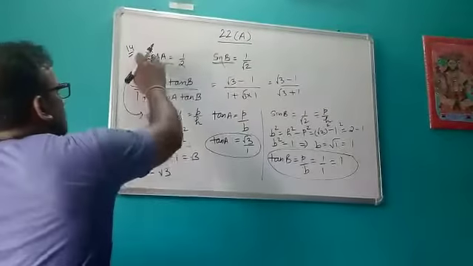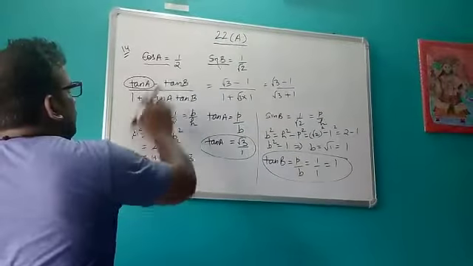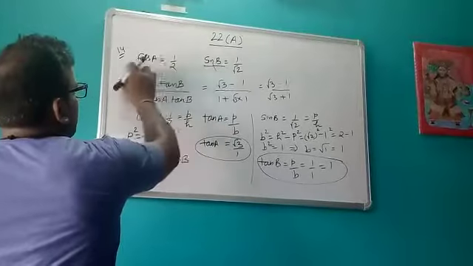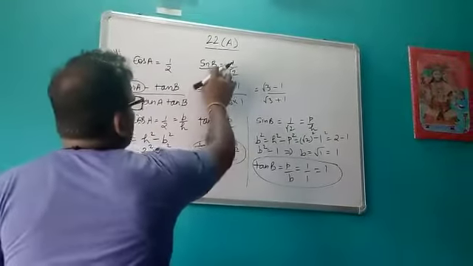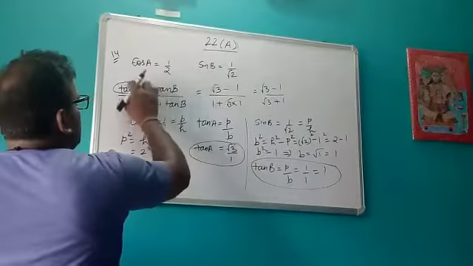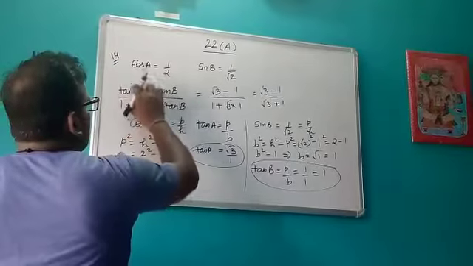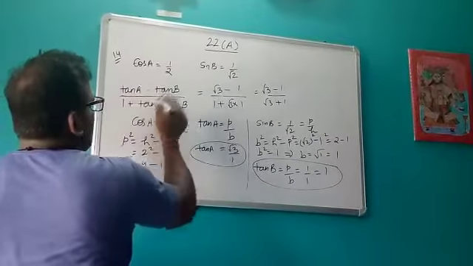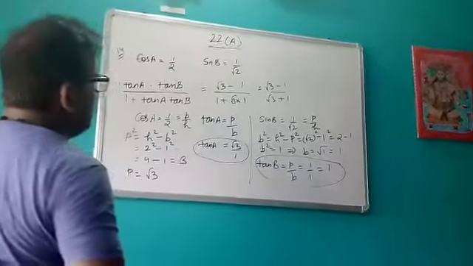Suppose in this type of question, the value of cos A is given and the value of sin B is given. With the help of these values, we need to find the value of (tan A minus tan B) upon (1 plus tan A into tan B).